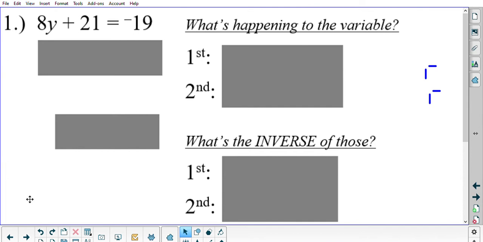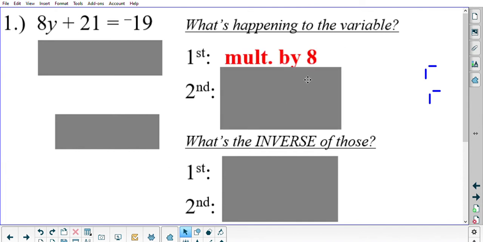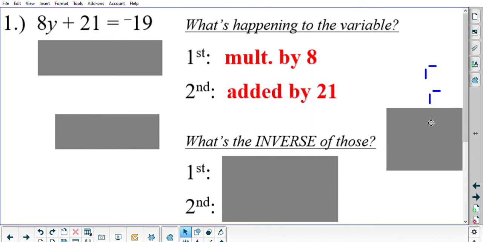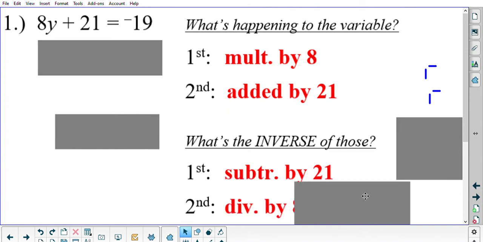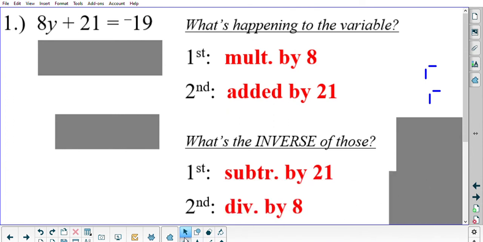Okay, I hope you already did 1 through 6, or at least half of them. Let's see how you did. The first thing happening on number 1 was that it was being multiplied by 8. The second thing happening was it was being added by 21. That's the order of PEMDAS. First inverse, subtract by 21. Second inverse, divide by 8.